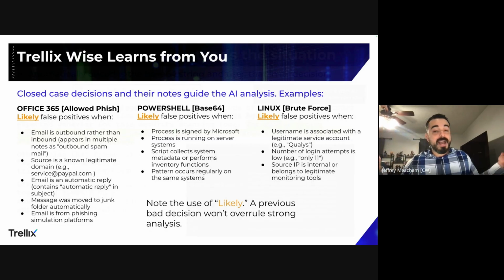I am human. I might make a mistake. I might mark something as a false positive when really it's a true positive. Well, Trellix Wise is still going to capture that. It's not going to just put it on a deny list forever. It's going to think about that. It's going to keep notes. And that's where, in this case, maybe this is a bad example, it shows that word "likely."